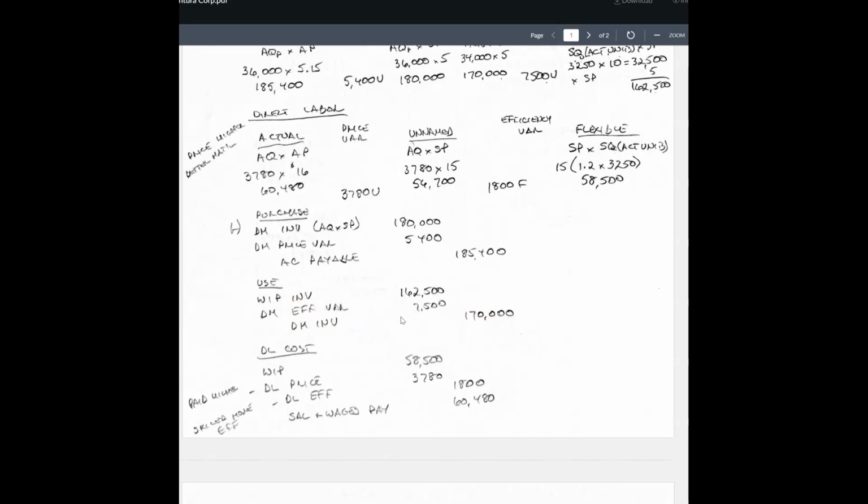And then finally direct labor, we would debit work in process for direct labor, and we've got some price variance and some efficiency variance, so the total credit would go to salaries and wages payable.